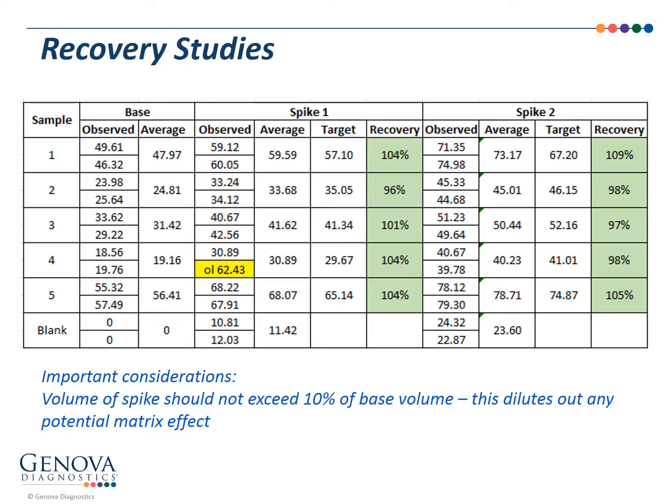One is that the volume of your spike should not exceed 10% of your base volume. So for example, if you have 1 milliliter of blood, you should never do 100 milliliters of spike, because then you've just diluted your blood sample 50%, and this is going to dilute out any potential matrix effect. And you want to make sure you're maintaining that in your recovery study, because matrix effects can affect the accuracy of your method, so you don't want to dilute that out and then not be able to see it.